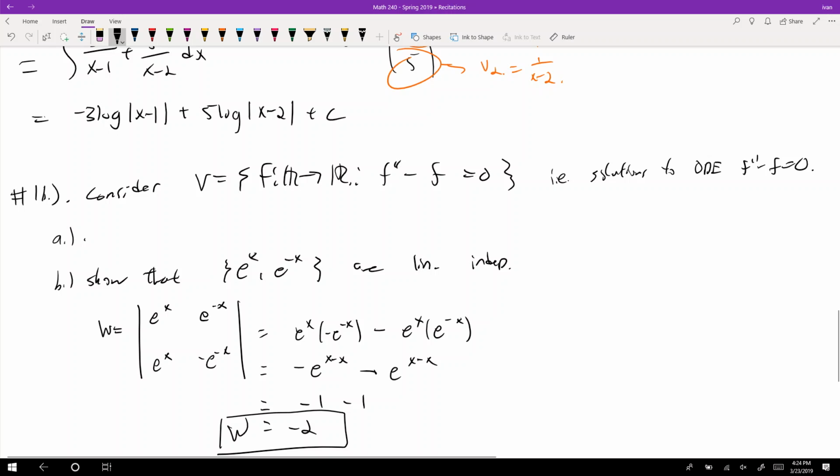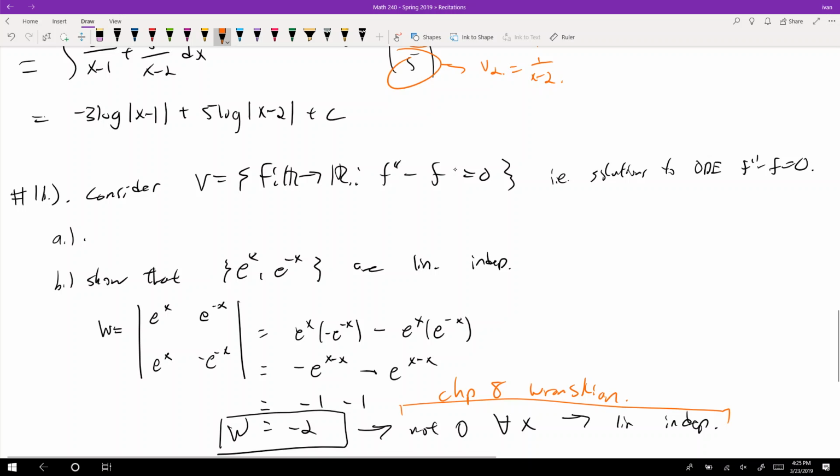So it's not 0 for every x. No matter what x we choose, no matter what x we plug in to e to the negative x, we're just going to get negative 2 as a Wronskian. So since it's not 0 for every x, this is linearly independent. And this is the chapter 8 Wronskian interpretation.